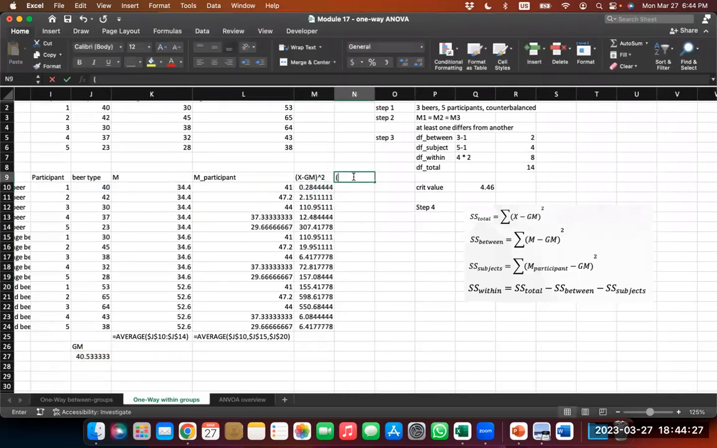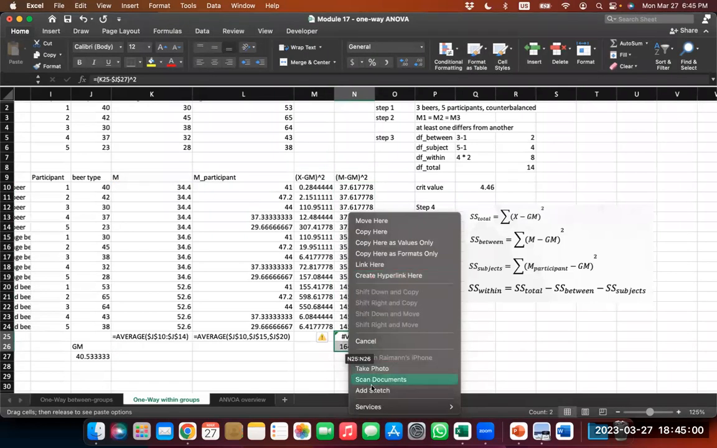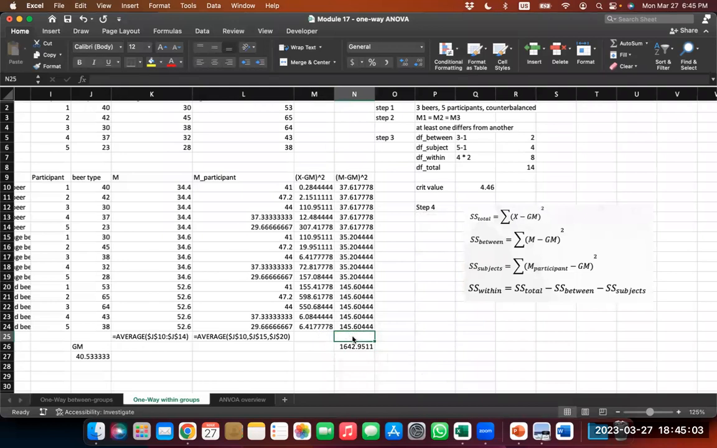So now, next we need m minus gm squared, which is now the m, again parentheses, m minus gm, gm again locked in. So that basically gives you the sum of squares between.